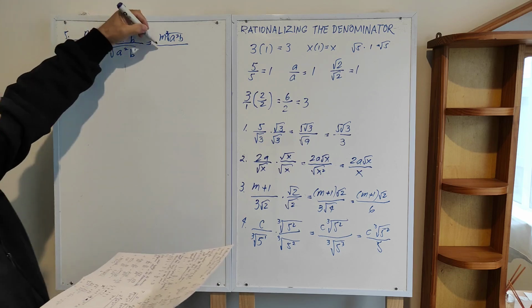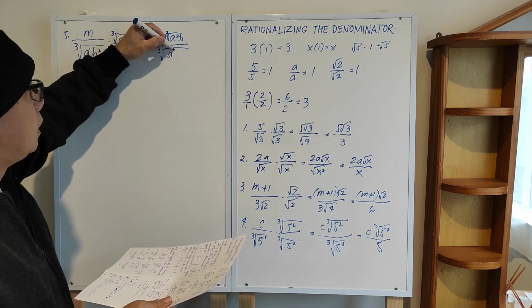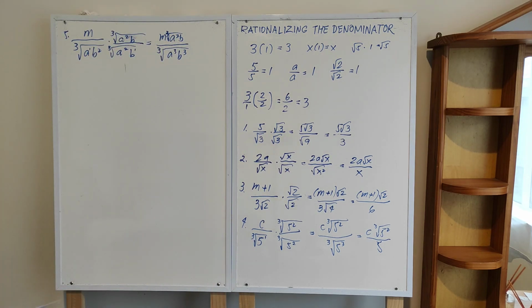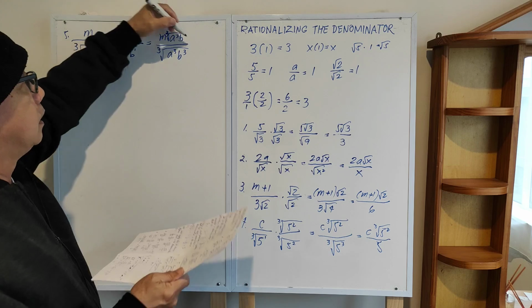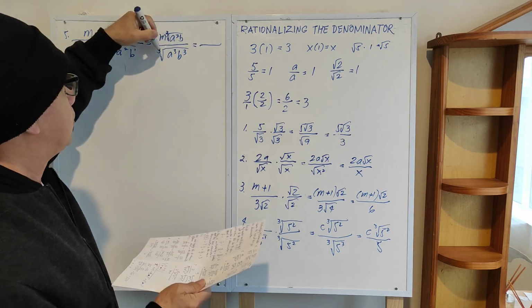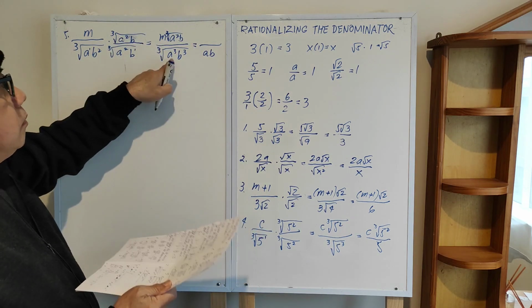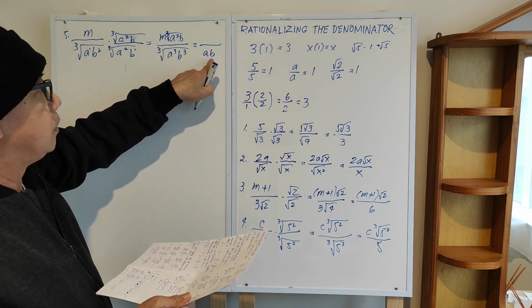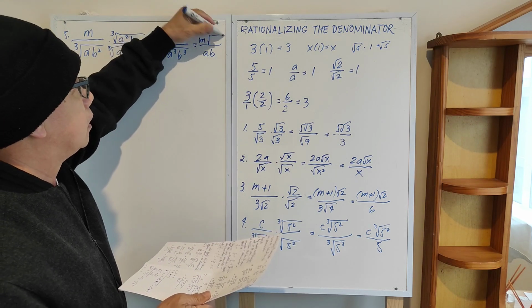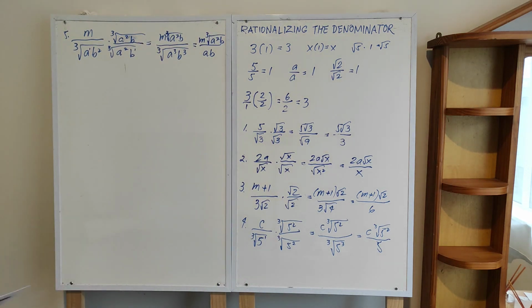So this will be the cube root of a cubed b cubed. So this will be canceling out. This will become ab, because the cube root of a cubed is a and the cube root of b cubed is b. This we just copy, m and then the cube root of a squared b.